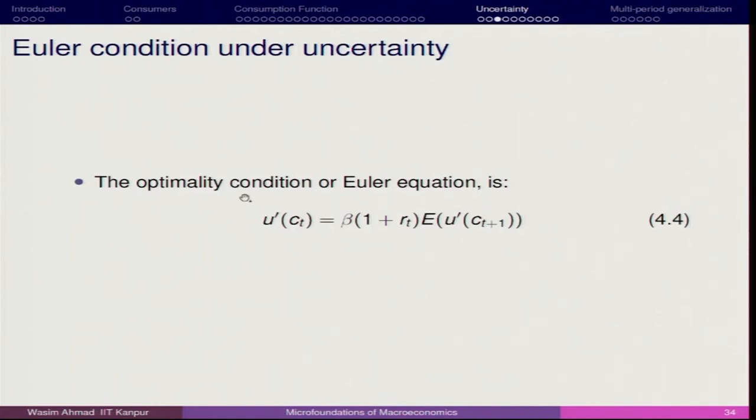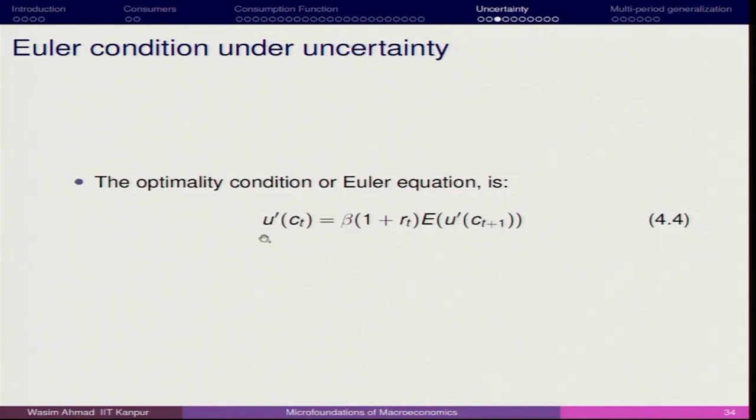Now, if you look at the Euler condition, it comes out to be this: the marginal utility of consumption in the current period is nothing but beta into 1 plus R_t. The expectation is attached because it deals with future consumption. So, in order to arrive at the Euler condition, we will have to calculate the expected value of future marginal utility, the marginal utility of future consumption. So, this will be the right term.